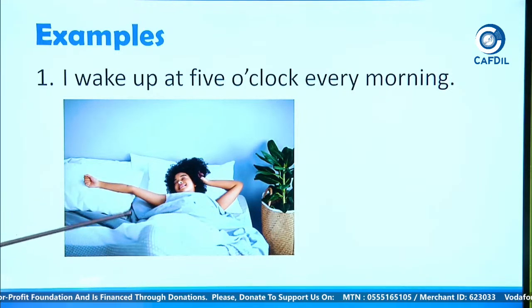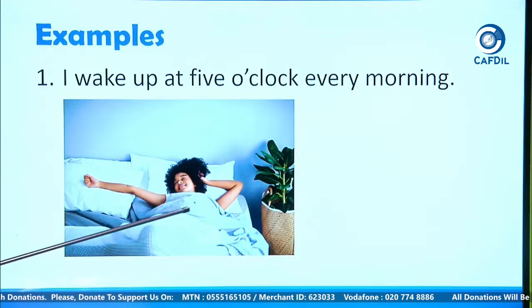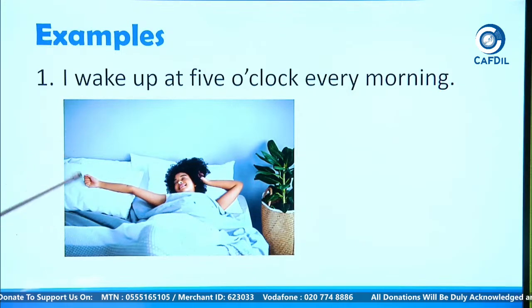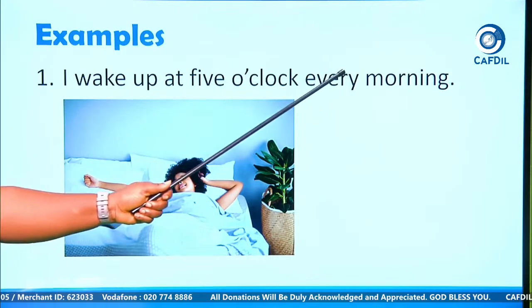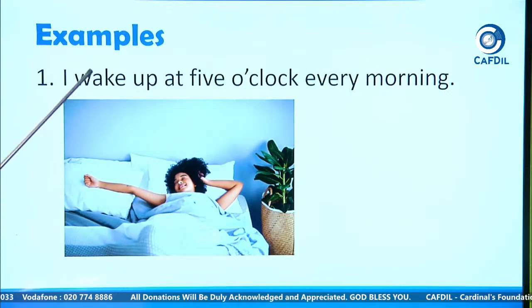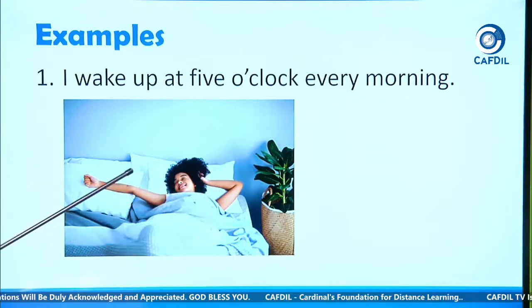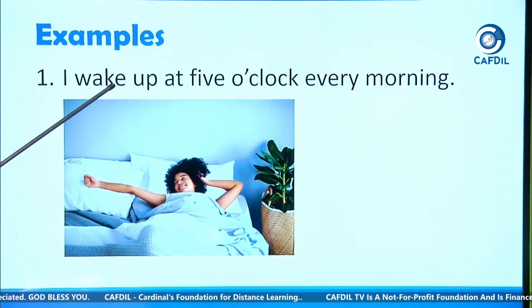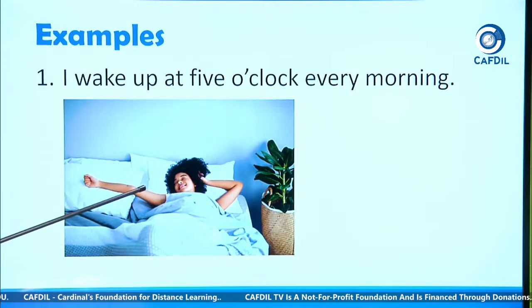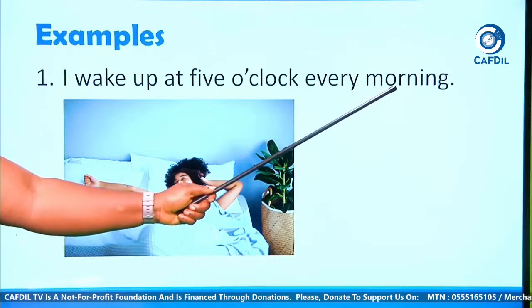So we can have a sentence using I to describe what she is doing. Our sentence reads, I wake up at 5 o'clock every morning. So she is awake and the time is 5 o'clock. Therefore, our sentence describes what she does. And let's take it for the last time. I wake up at 5 o'clock every morning.